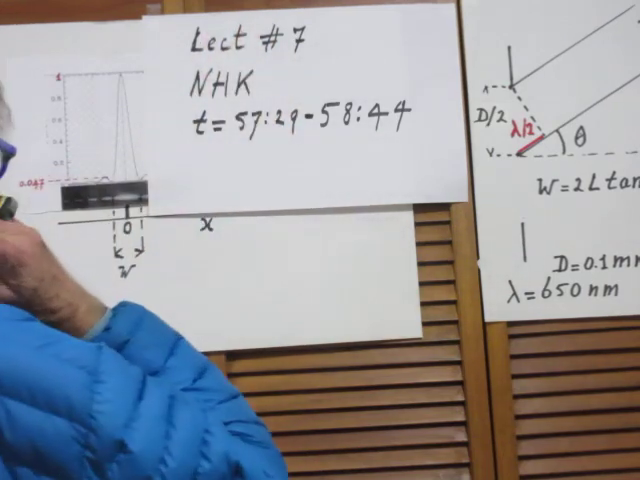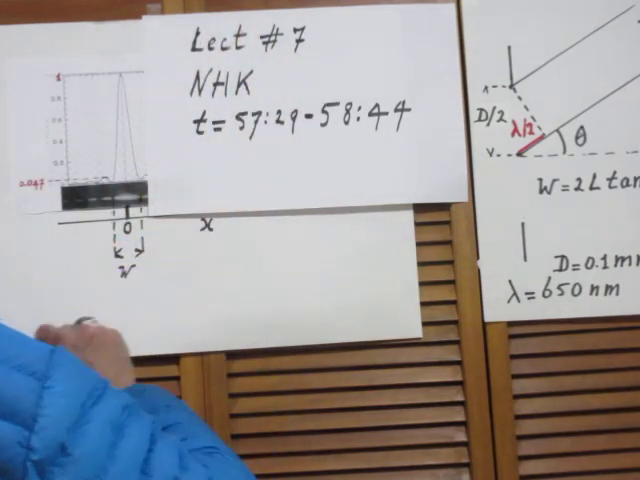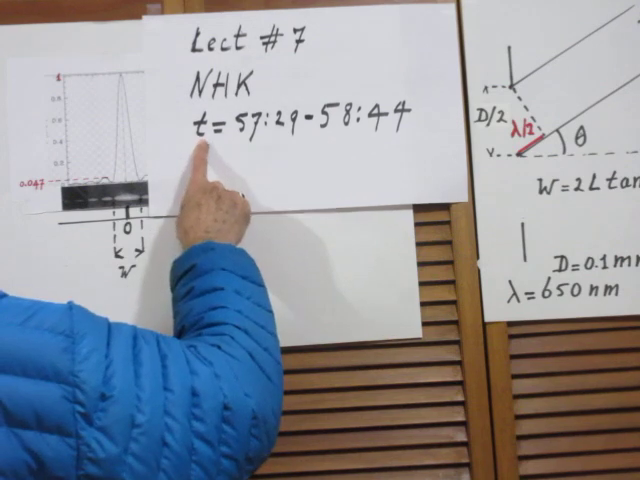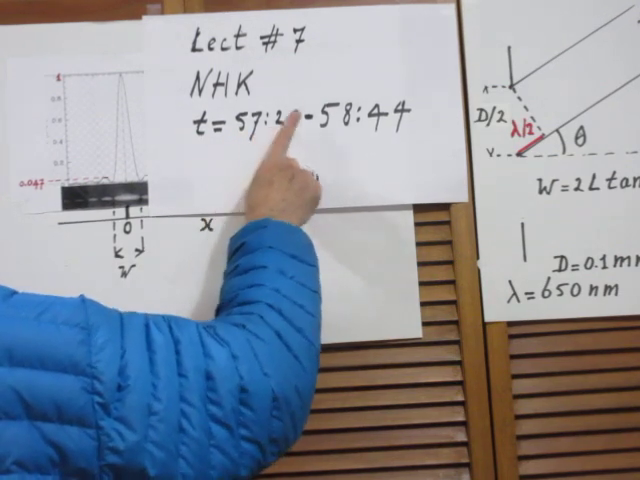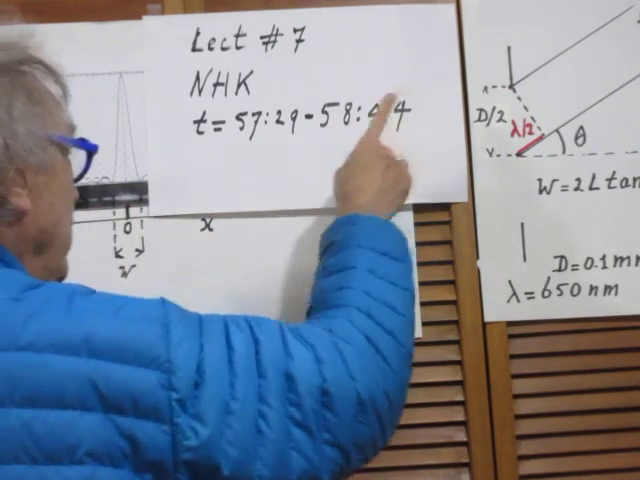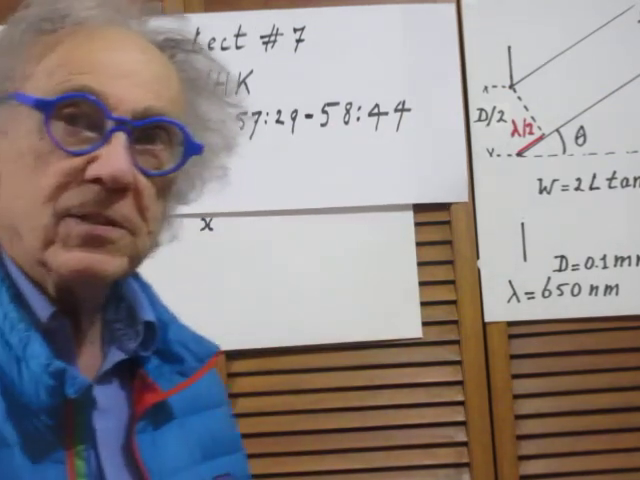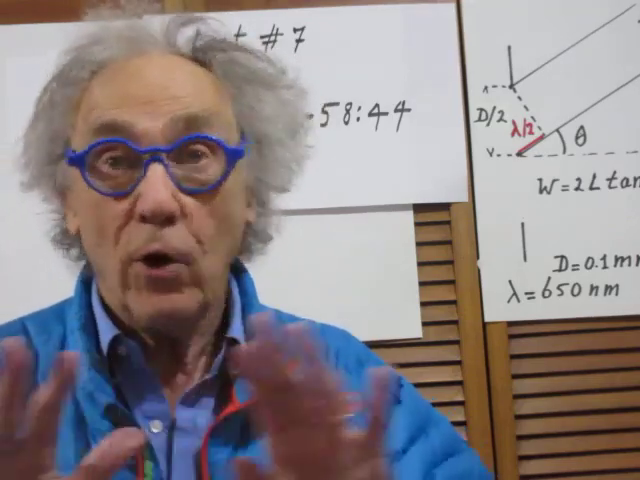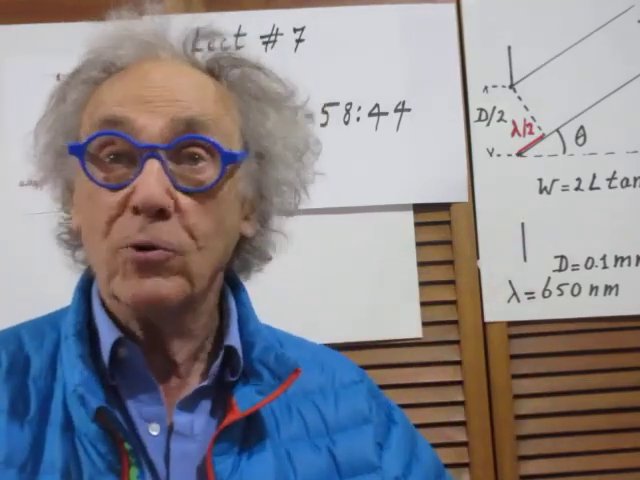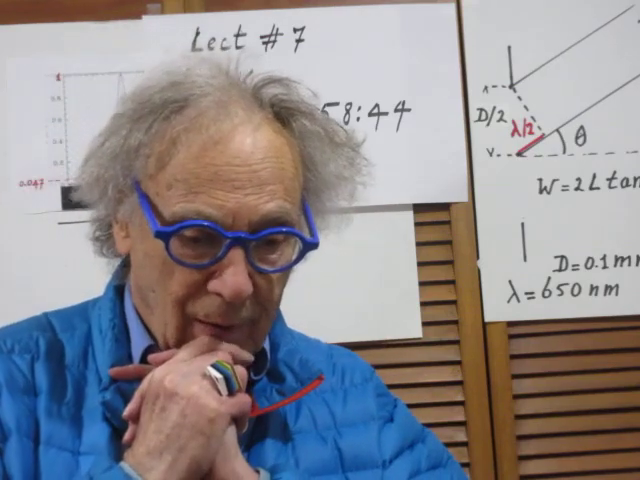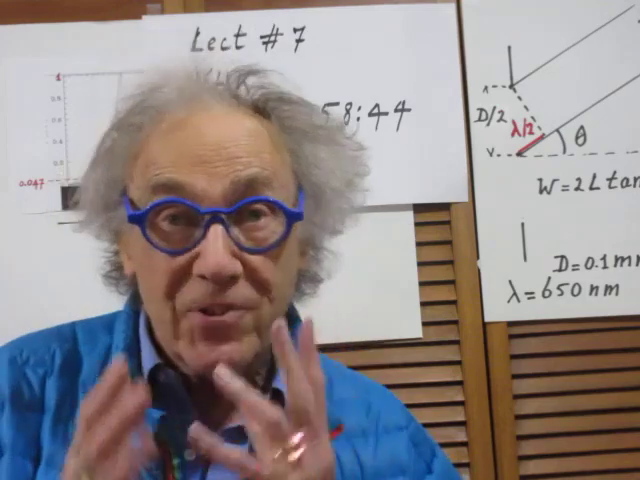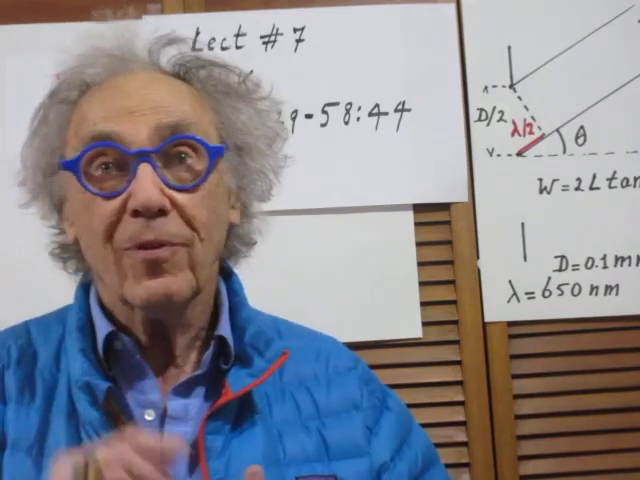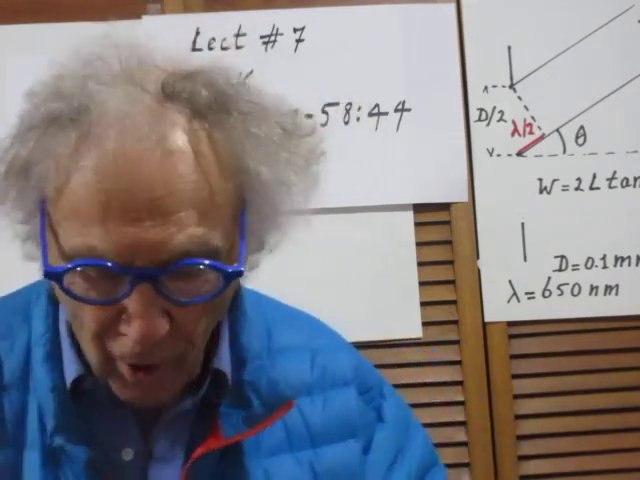NHK from Japan, lecture 7. There is a special playlist for my NHK lectures. You have to watch the time from 57 minutes and 29 seconds to about 58 minutes and 44 seconds. And during that time, I make the slit smaller and smaller, but I don't change capital L, I don't change the wavelength, of course. So that may help you to see with your own eyes the dependence on 1 over d in the sine.